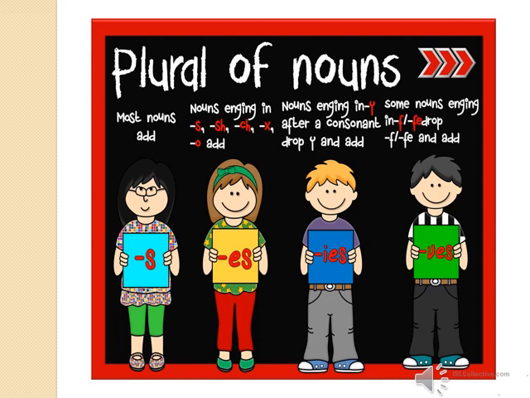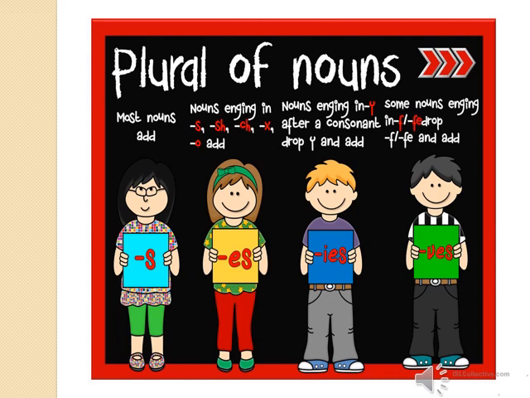But take care, if we have a vowel before y, we don't do this. We only add letter s. For example, toy, toys, we only added s. Why? Because we have a vowel before letter y.